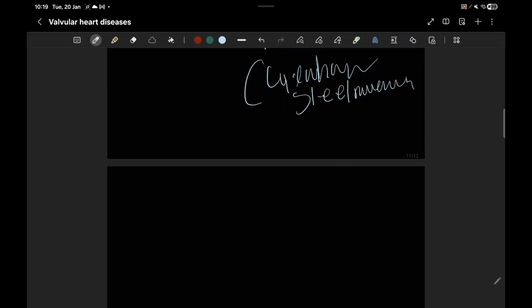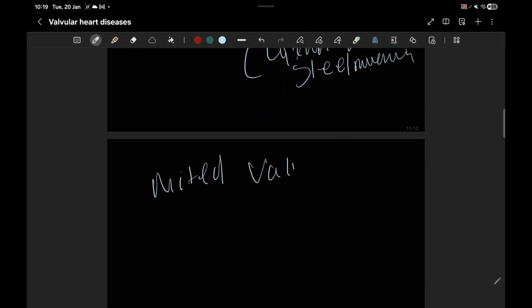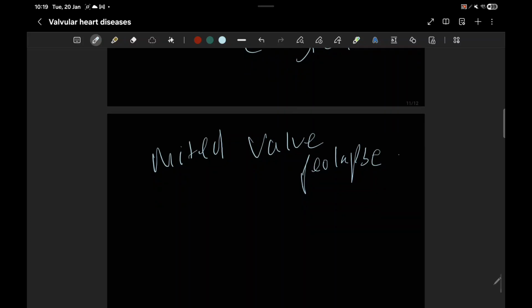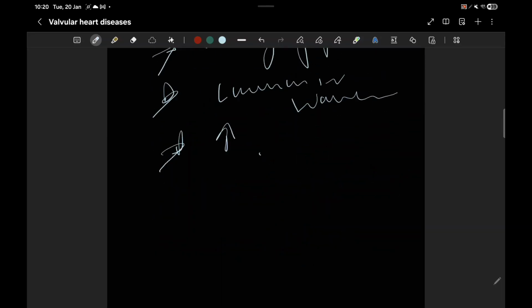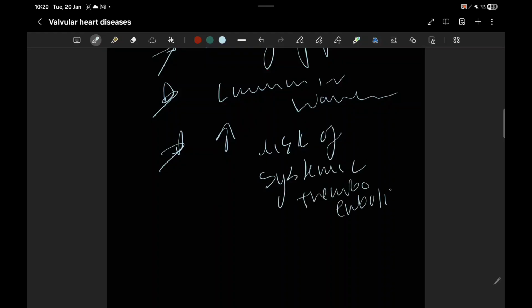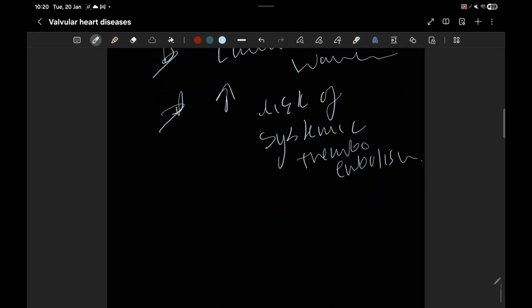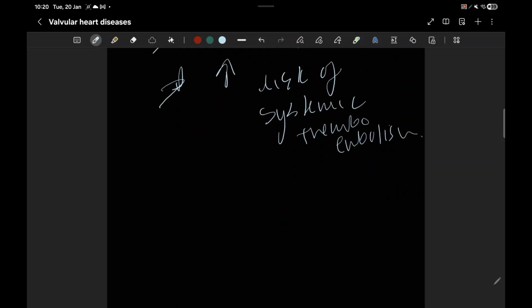Now next, in some patients there is mitral valve prolapse, guys. This is also a condition. Have you heard about mitral valve prolapse? It's seen in only 10% of the population. It's more common in women. There is an increased risk of systemic thromboembolism. Okay, mitral valve prolapse.